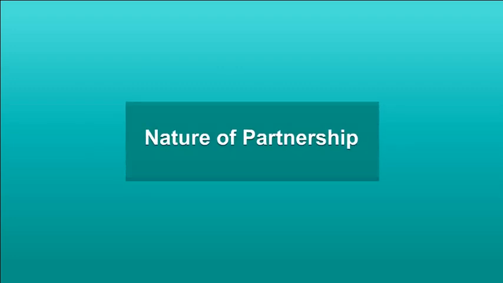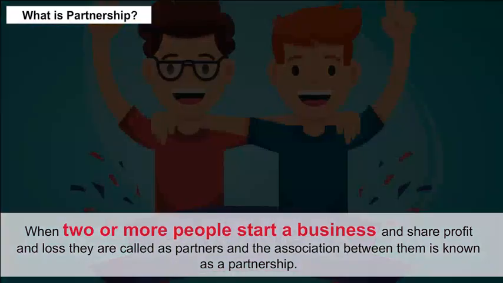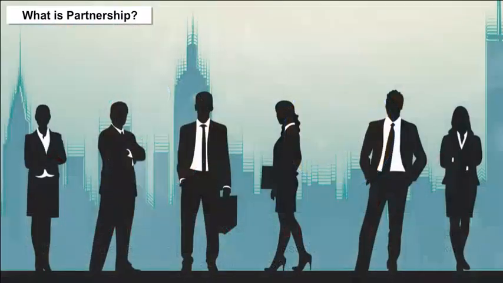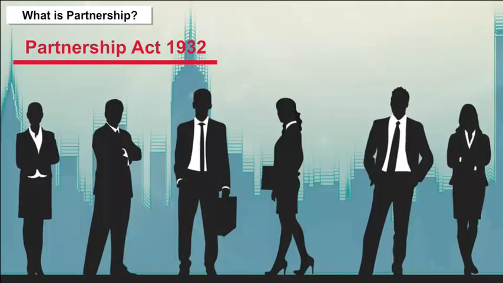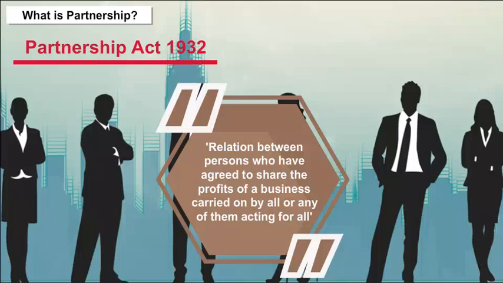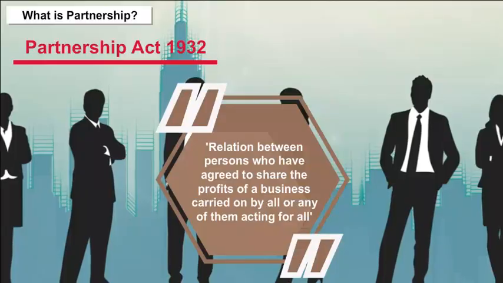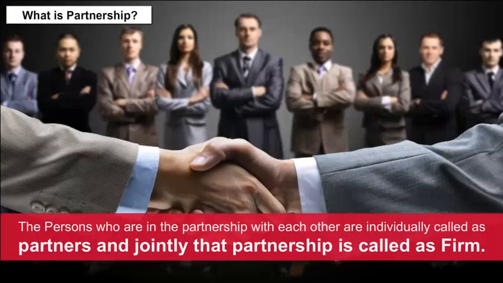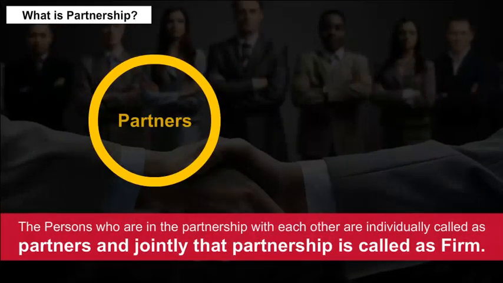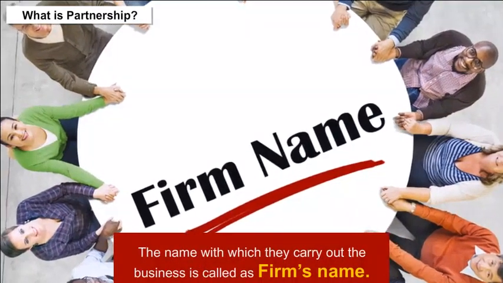Nature of partnership. What is partnership? When two or more people start a business and share profit and loss, they are called partners, and the association between them is known as a partnership. The Partnership Act 1932 defines partnership as the relation between persons who have agreed to share the profits of a business carried on by all or any of them acting for all. The persons who are in the partnership with each other are individually called partners, and jointly that partnership is called a firm. The name under which they carry out the business is called the firm's name.